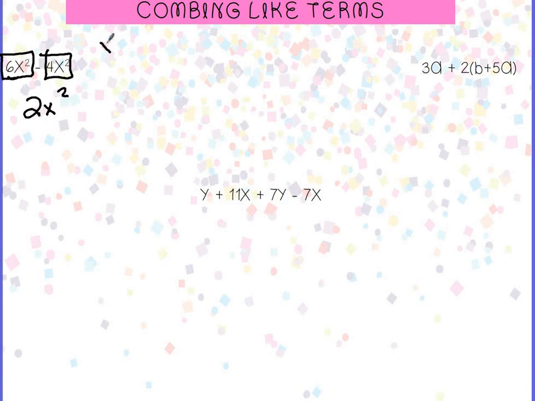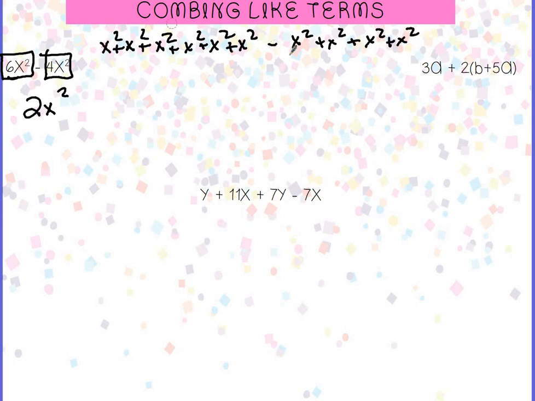Because what this means is I have 6x squareds. It's a lot to draw. 1, 2, 3, 4, 5, 6. Minus, and I'm adding those all together, minus 4x squareds that got added together.